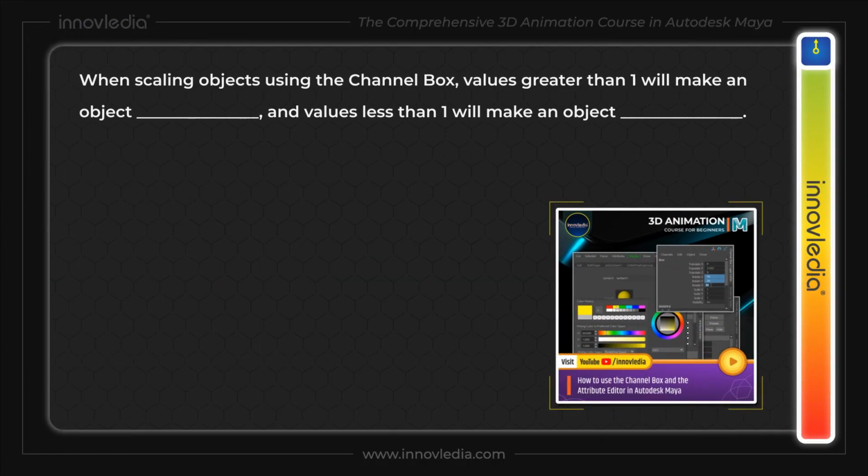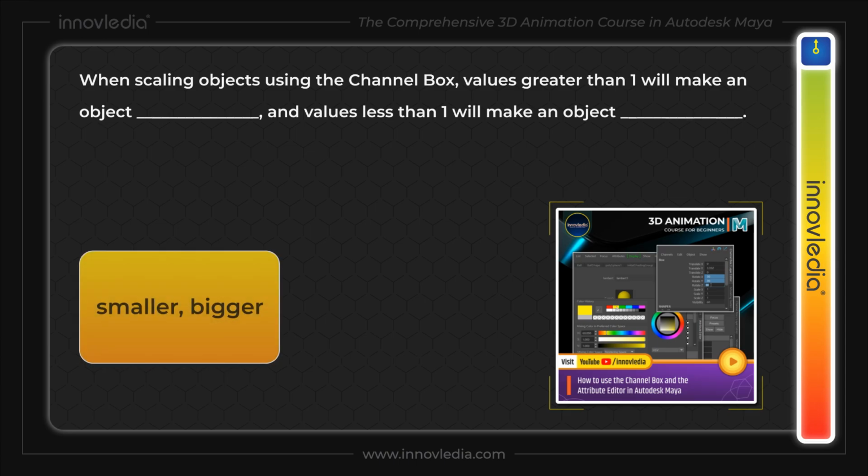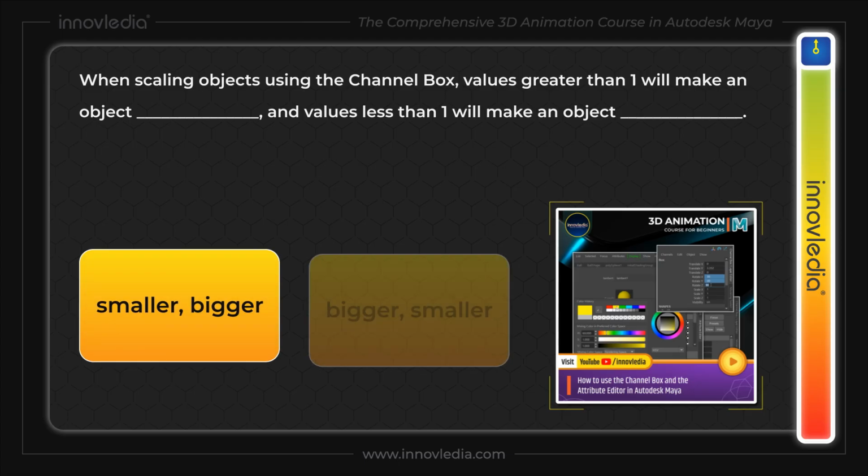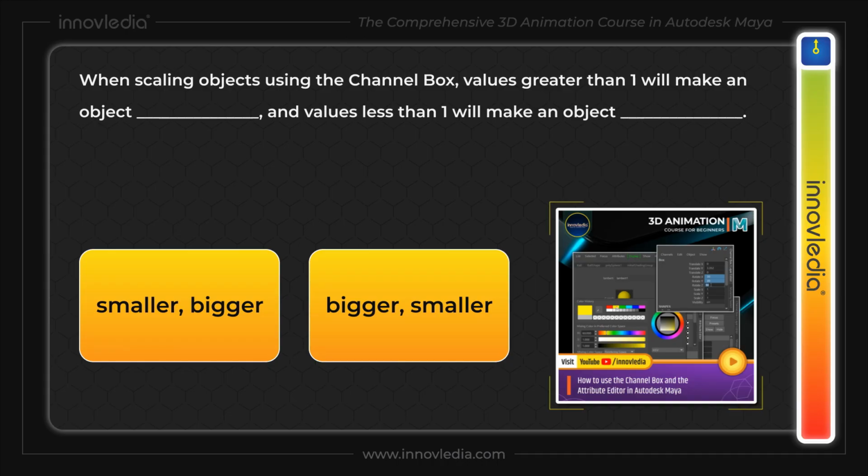When scaling objects using the channel box, values greater than 1 will make an object dash, and values less than 1 will make an object dash. The options are smaller, bigger, bigger, smaller. Your time starts now. And the correct answer is bigger, smaller.